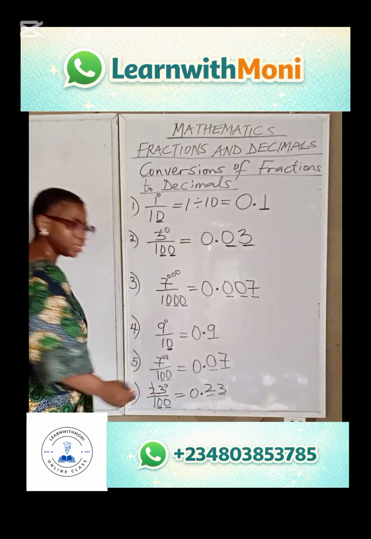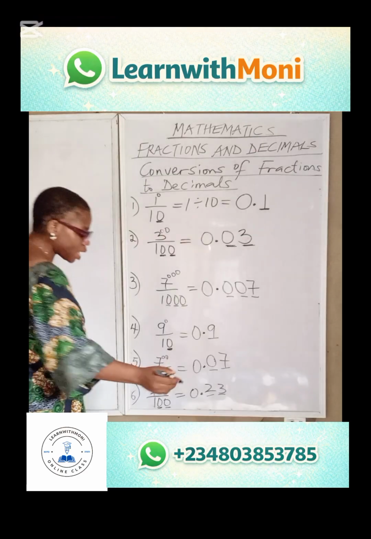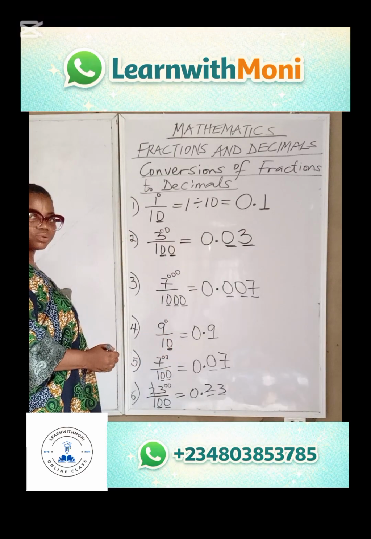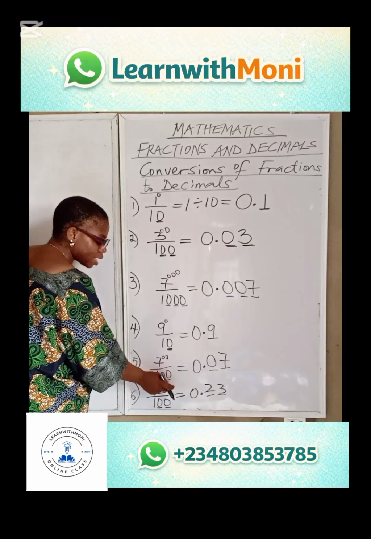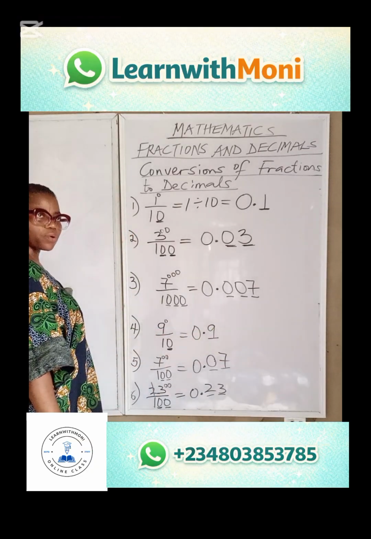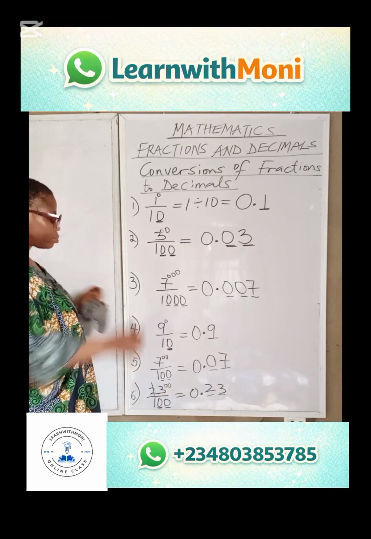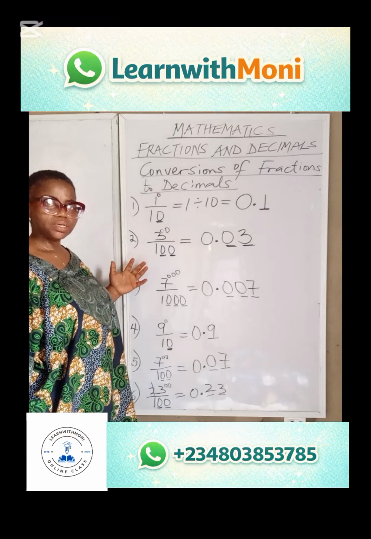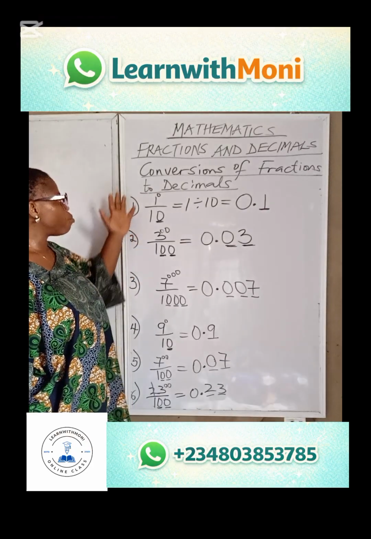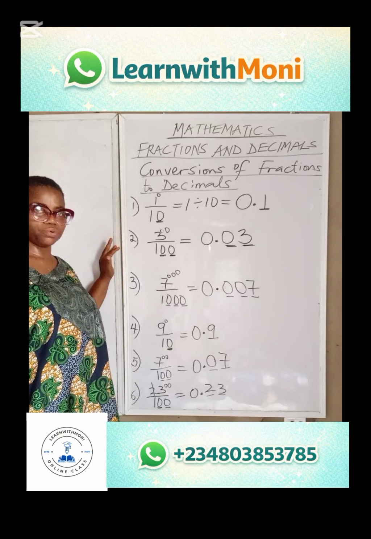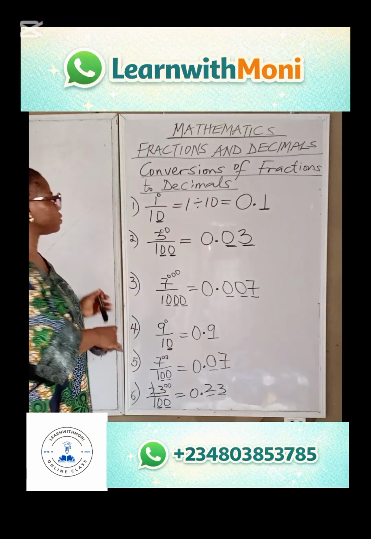The 2 is gone, remaining 30. Put another invisible 0 behind the 30. Now you have 300. How many 100 can I get from 300? That is 3. 0.23. I hope you are following. There are other cases where we have fractions that are not having multiples of 10 as their denominator. Let's look at such cases.